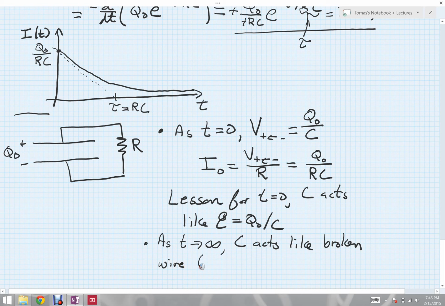And in that case, we find, of course, that the current going through it is going to go to 0, and that is, in fact, precisely what we found through the solution of our differential equation.